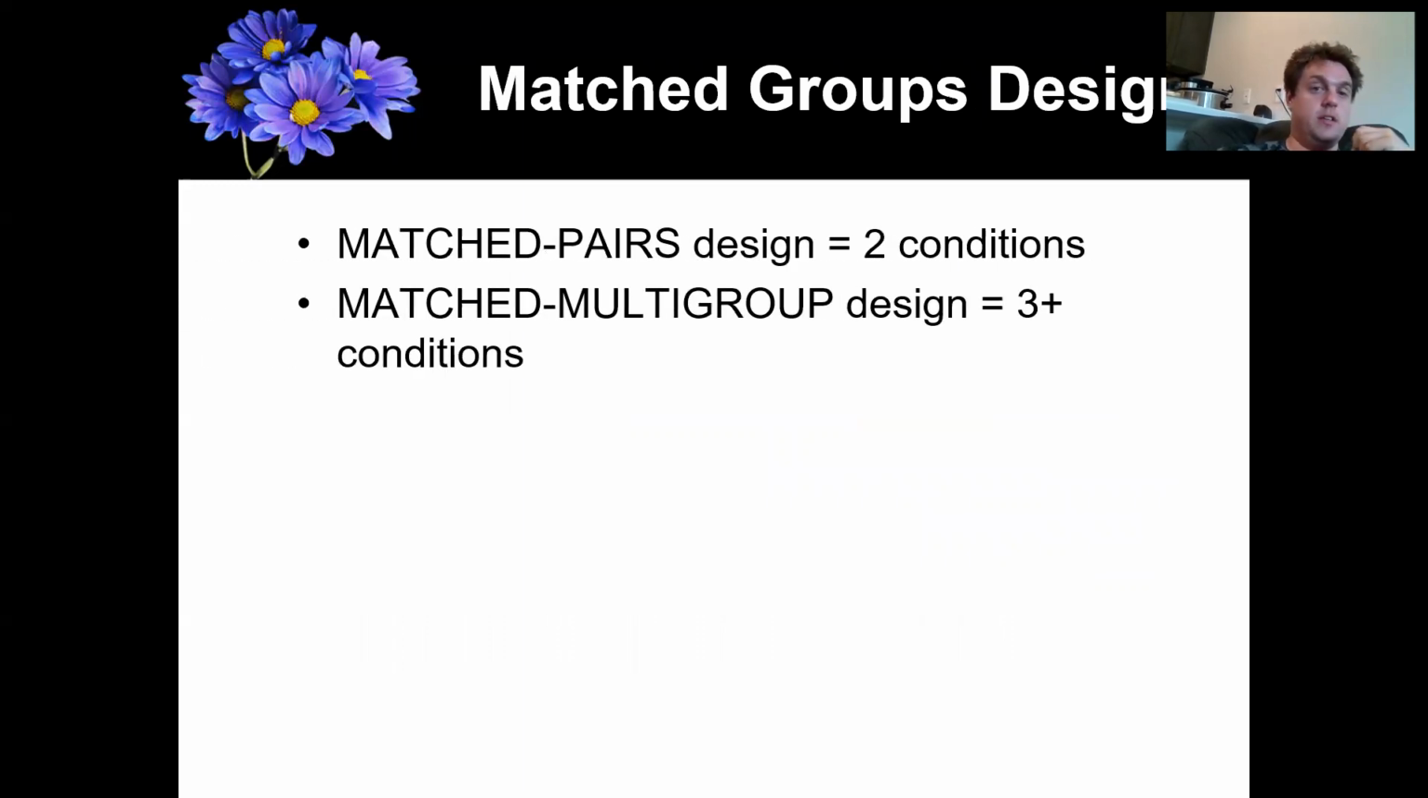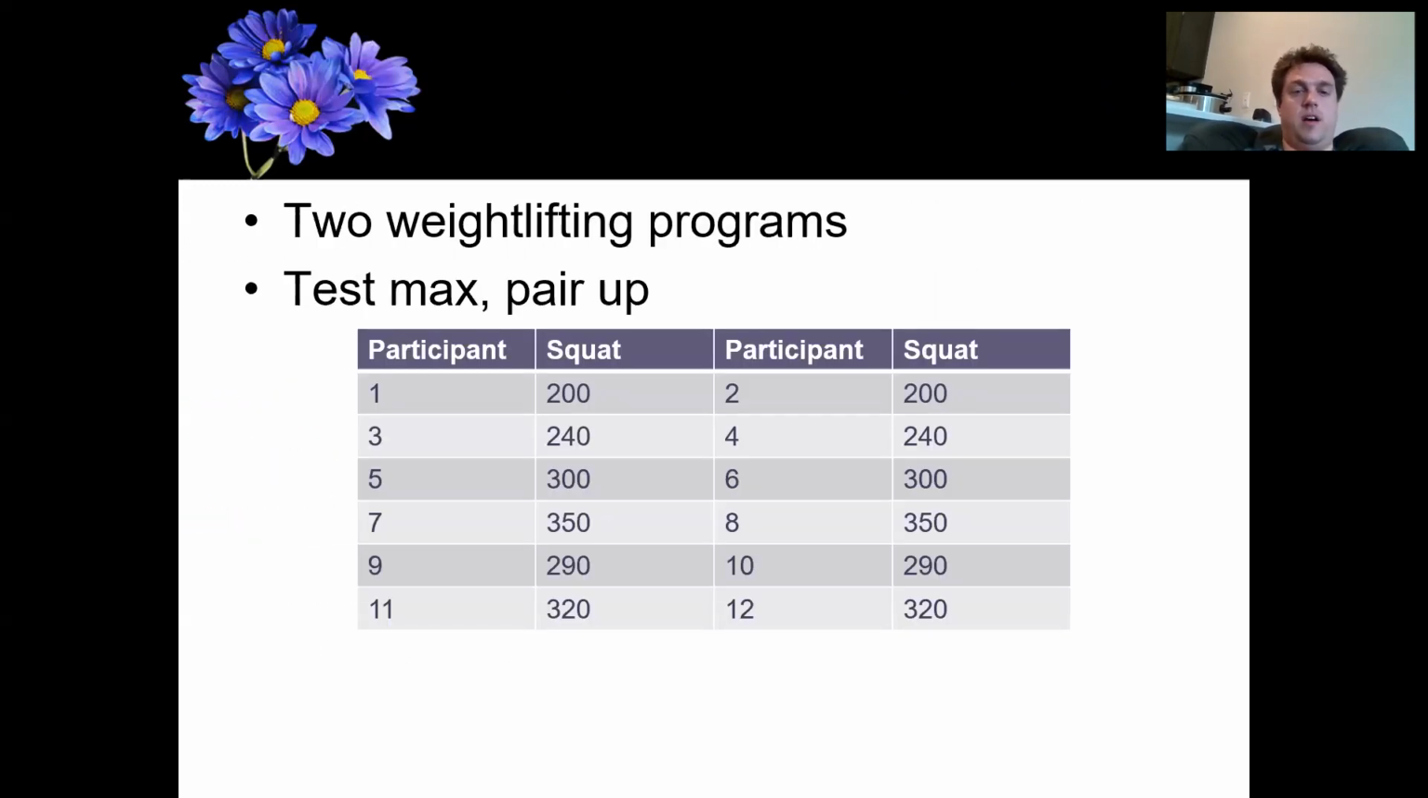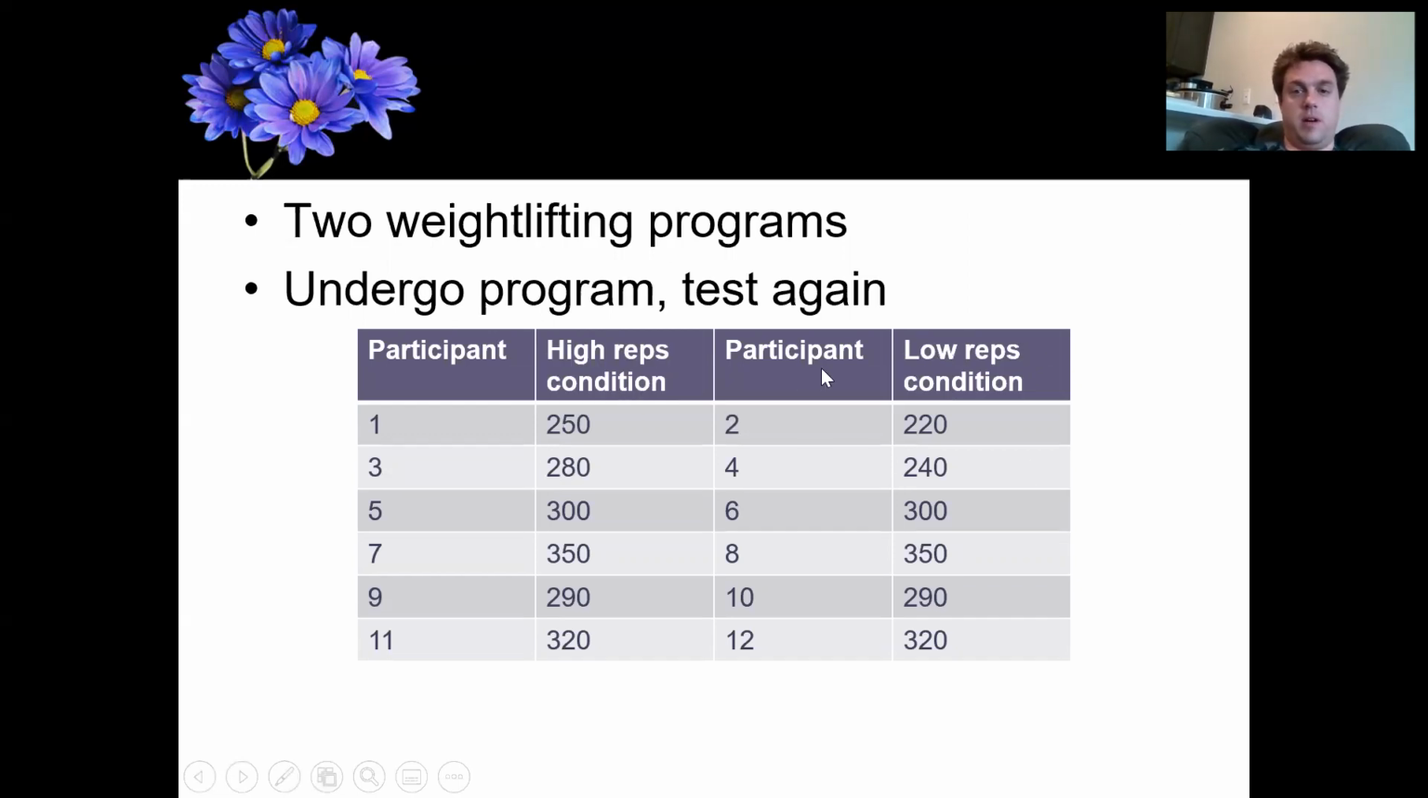One more thing to mention here is that with a match design, it's the same logic whether you have two or three conditions for your independent variable, but the only difference is that obviously you need three people to match if you have three conditions, four people to match if you have four conditions. So going back to the lifting study, if I had, say, a third condition, a medium reps condition, well, I would need even more subjects that are going to match with each of these people on their baseline score.